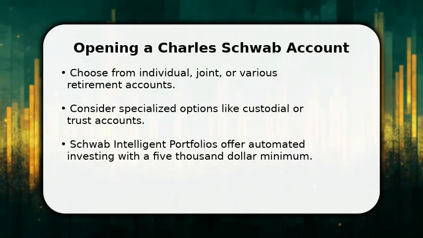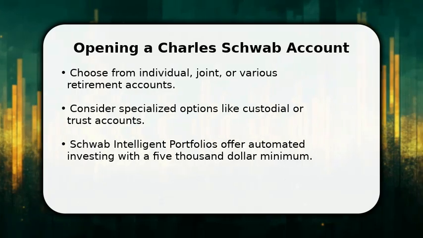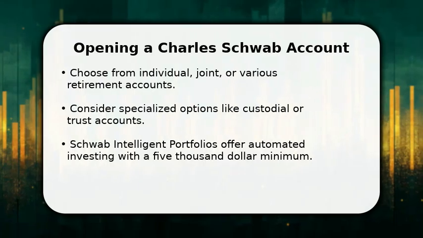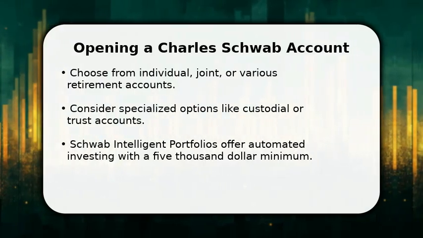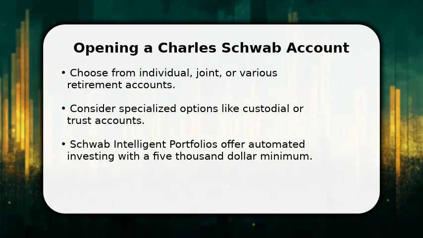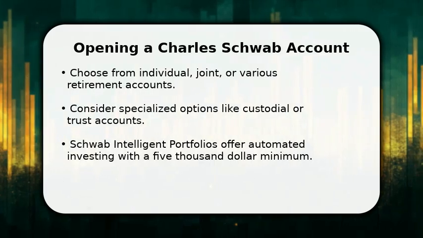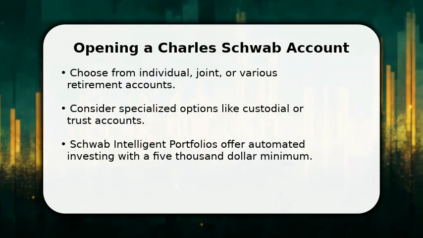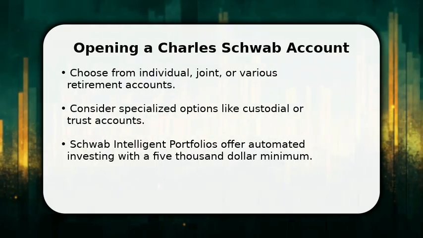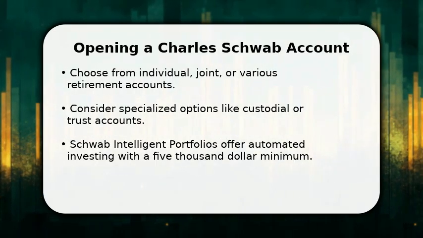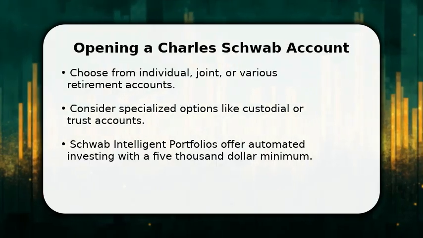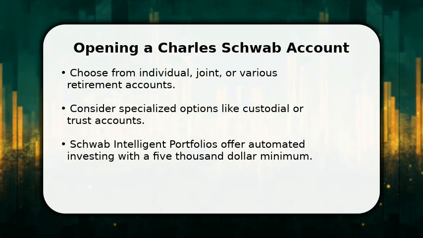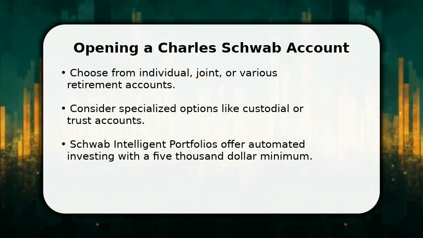In this video, I will explain how to open an account with Charles Schwab. First, you will select the type of account that best fits your needs. Charles Schwab offers several options, including individual brokerage accounts, joint accounts, and various retirement accounts like Roth or traditional IRAs. They also provide specialized accounts such as custodial accounts for minors or trust accounts. For automated investing, consider Schwab Intelligent Portfolios, which typically require a $5,000 minimum deposit.